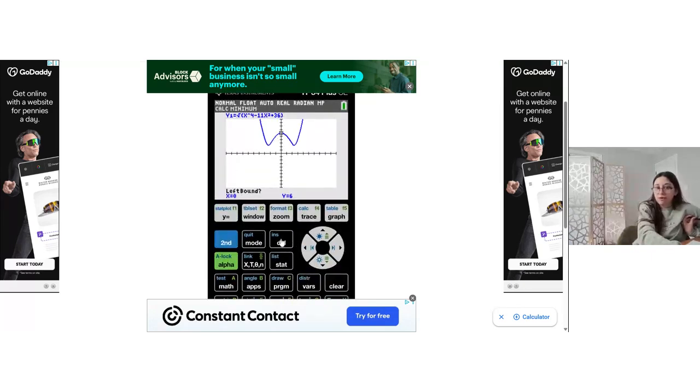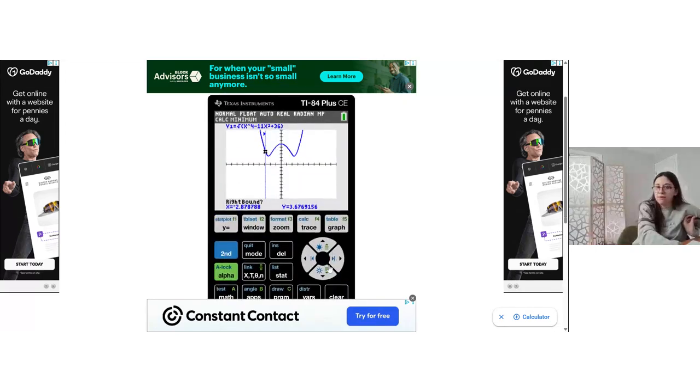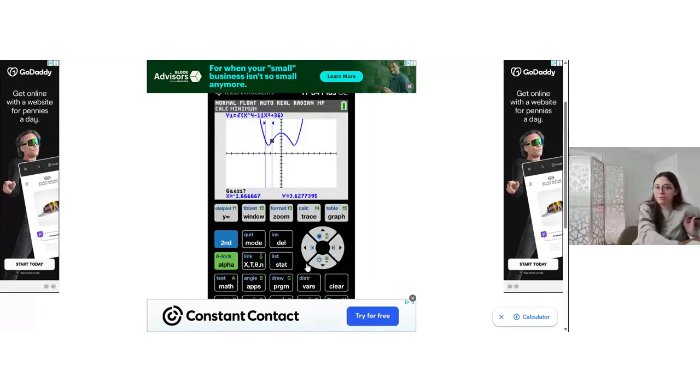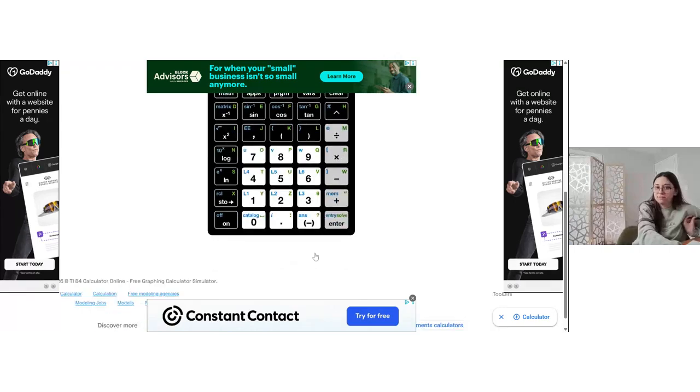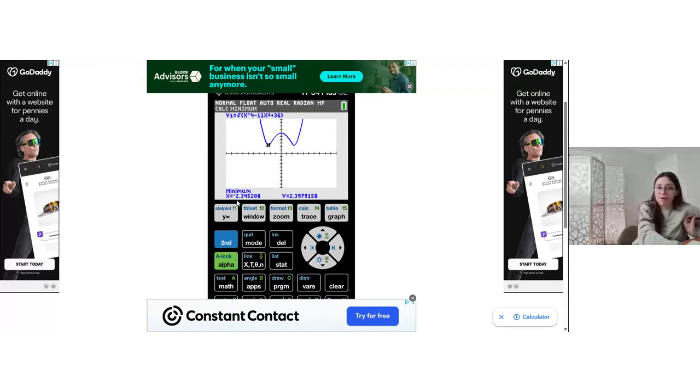And then we follow the prompts on our calculator. We find the left bound, somewhere to the left of the minimum, the right bound, anywhere to the right of that minimum, and then a guess. And we have a minimum at negative 2.345, so that's about negative 2.35.